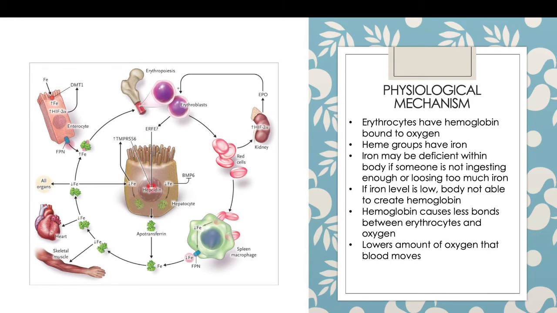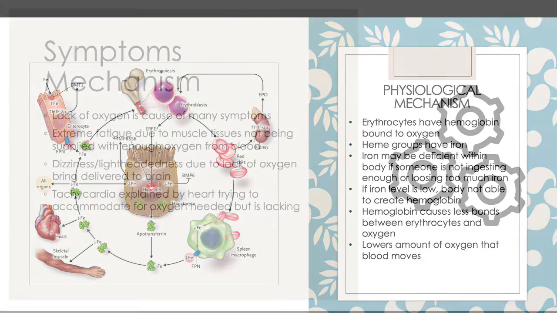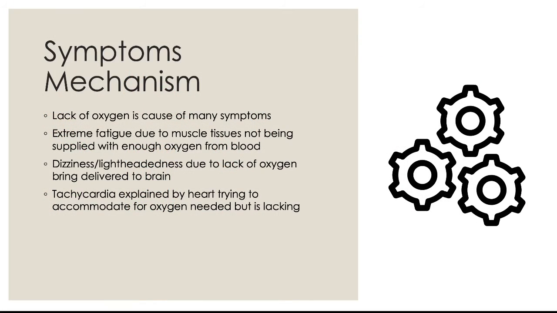This lack of iron causes the body not to be able to create enough hemoglobin. Less hemoglobin causes fewer bonds formed between erythrocytes and oxygen, therefore lowering the amount of oxygen that blood moves. This lack of oxygen is the cause of many symptoms of iron deficiency anemia.